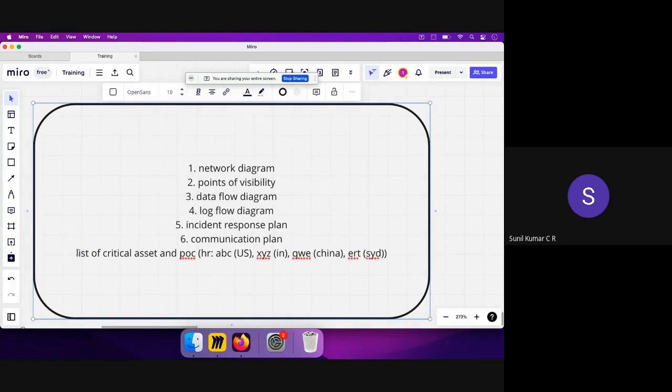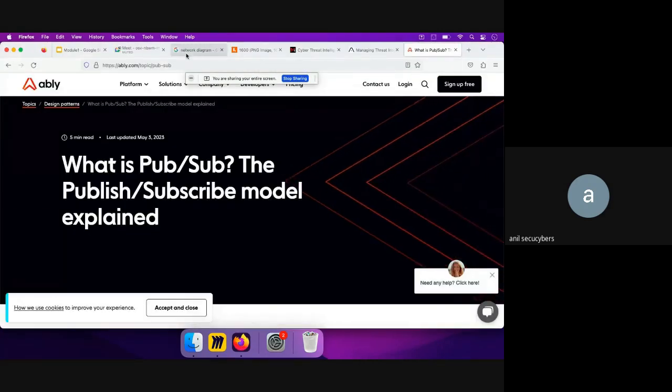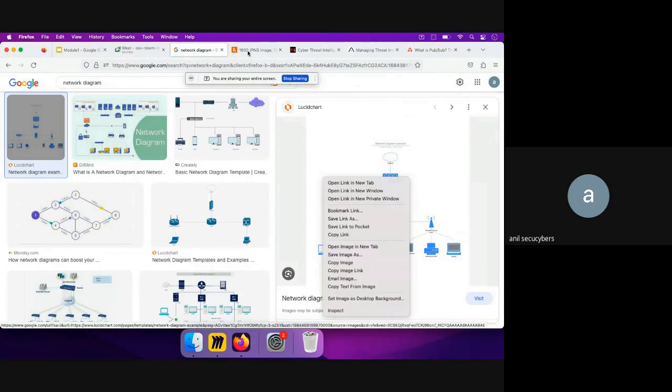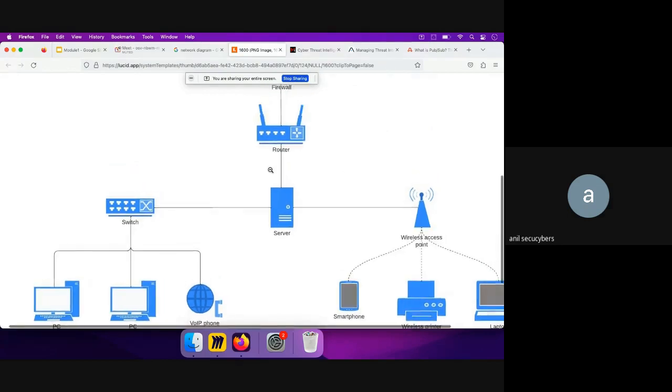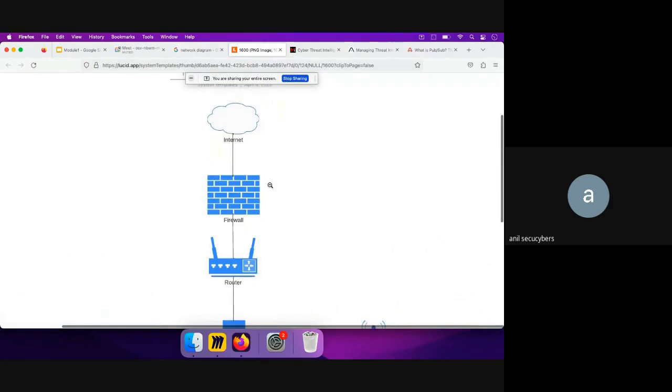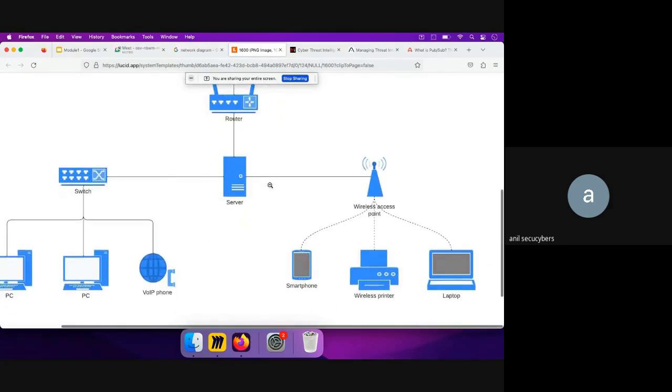Can you explain the points of visibility again? Okay, so points of visibility, I will give some more details now. Let's go to the network diagram. I'll be discussing that in much more detail in a few minutes. But overall, the summary is that you need to know from where you can get the logs, and from where you can tap the logs.